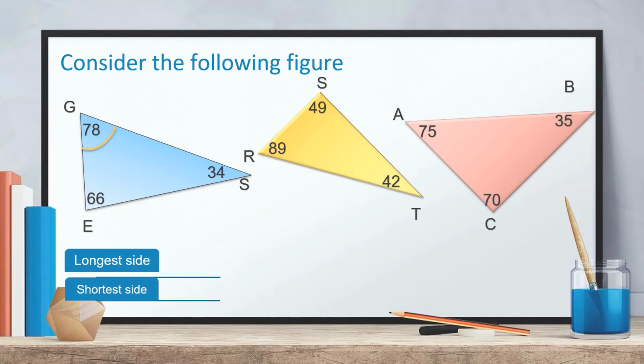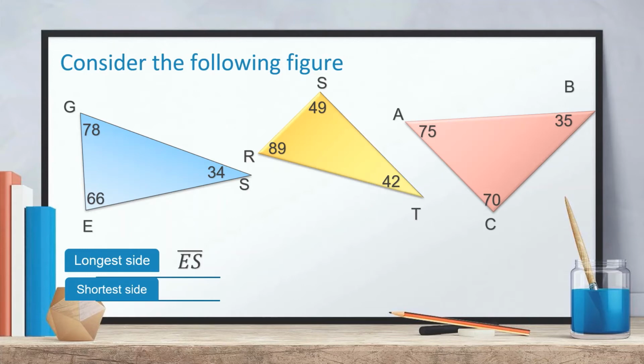So, opposite the angle G is the longest side. So, what do you think now is the opposite side of angle G? Okay, correct. It is side ES. So, therefore, our longest side is ES. And how about the shortest side? So, to identify the shortest side, hanapin natin ang smallest angle.